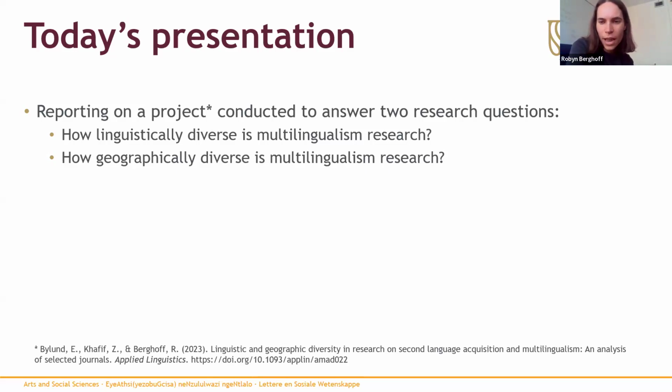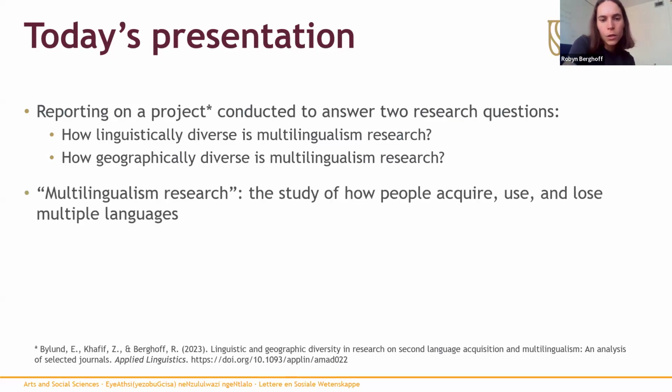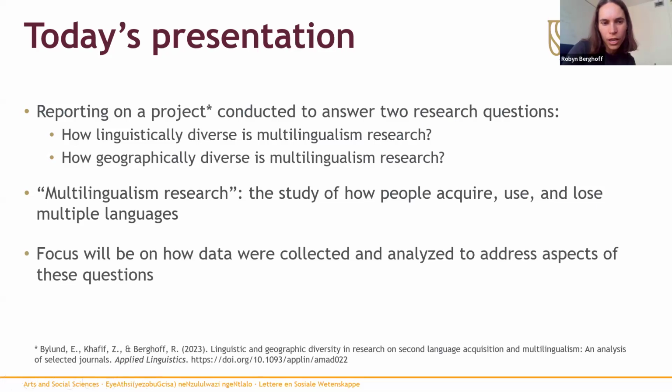So we're interested in establishing what the picture looks like in terms of linguistic and geographic diversity in this field. Importantly, we're defining multilingualism research as the study of how people acquire, use, and lose, in some cases, multiple languages. So this gives us a definition of the field that we're working with.